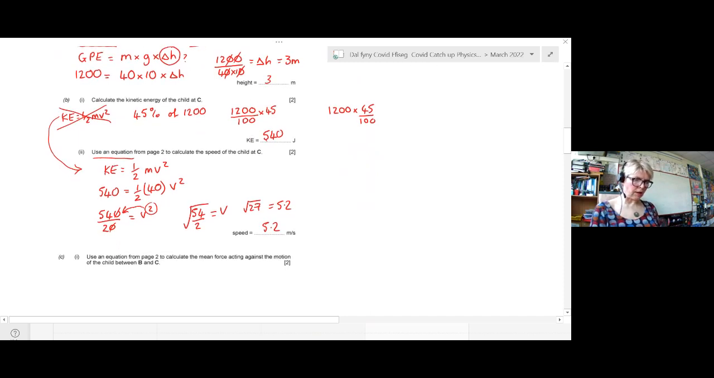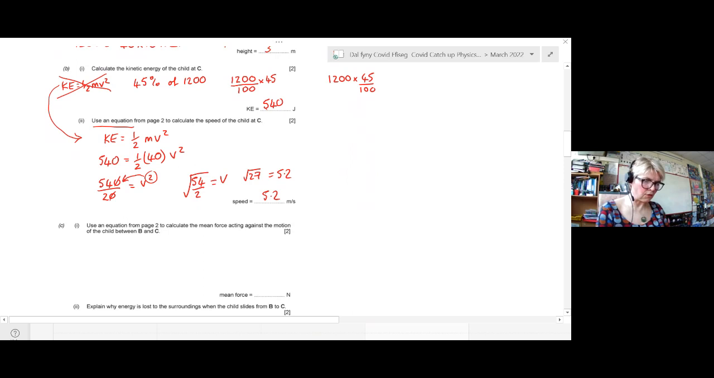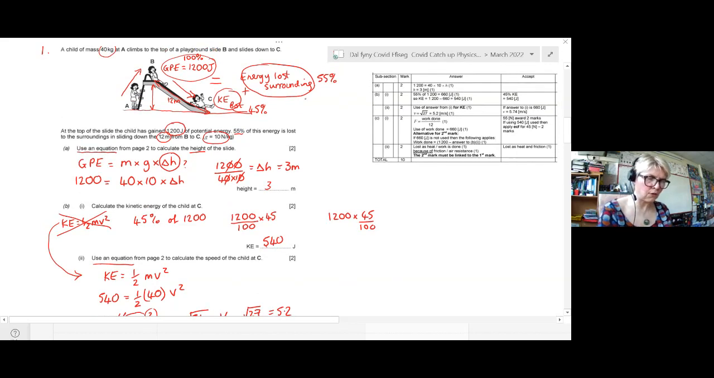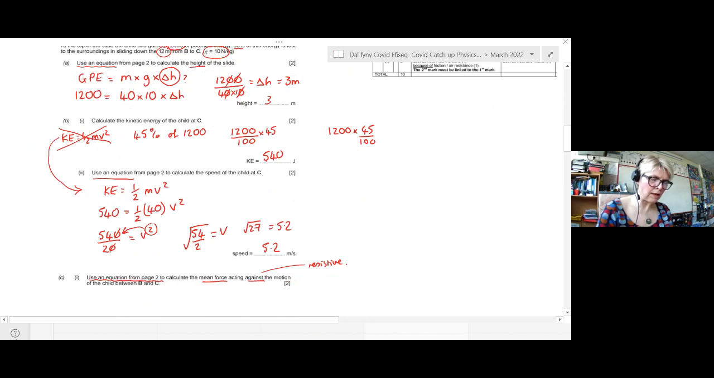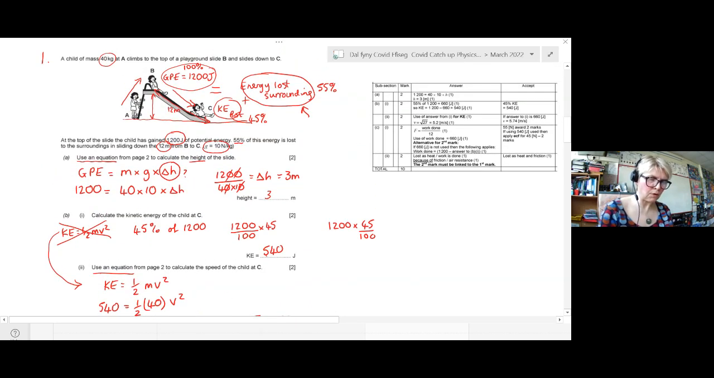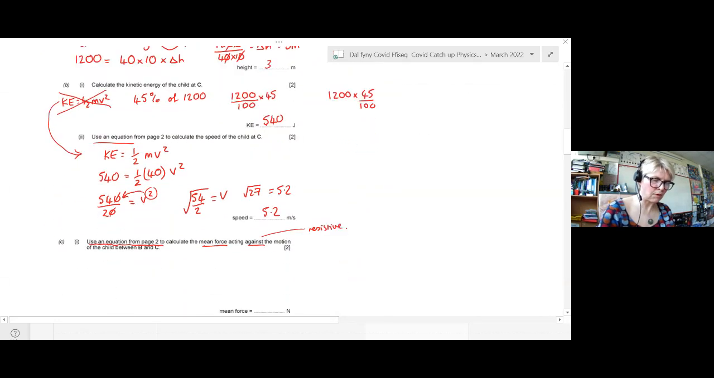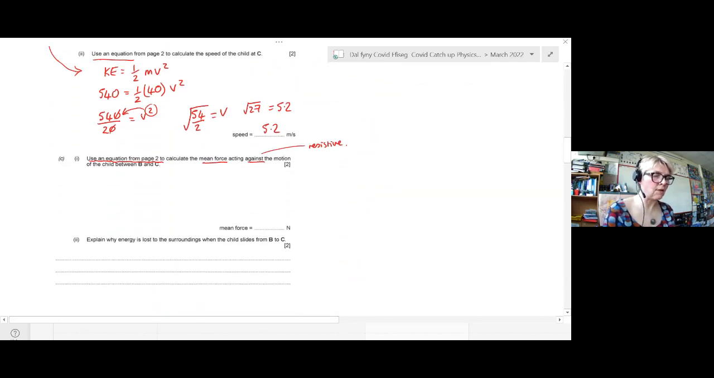Okay, but we haven't finished, because it's asking now to use an equation from page 2 again to calculate the mean force against the motion. So if it's against the motion, that means it's a resistive force. So you are having to do work against these resistive forces, and that accounts for the energy lost to the surroundings. So if we know how much kinetic energy we've got, which is now 540, instead of doing the fraction again to work out 55%, we can just take away 540 from 1,200 to get what the 55% is, which is the energy lost to the surroundings, which is the work done against the resistive forces.